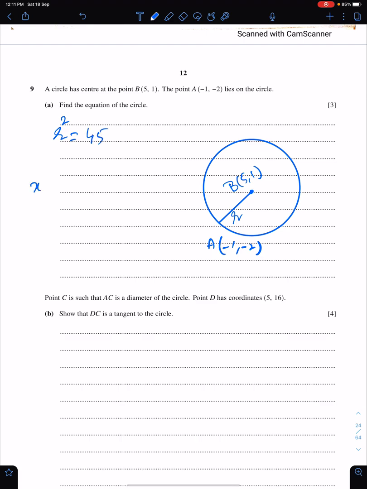So this is the equation of the circle: (x minus 1) squared plus (y minus 5) squared is equal to 45. This is the answer of part 1.